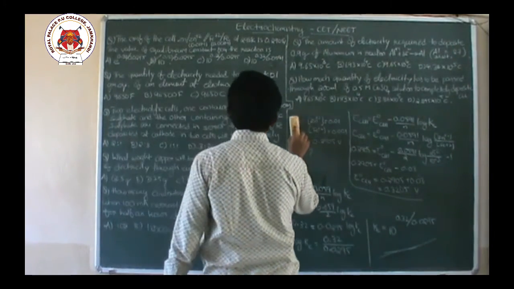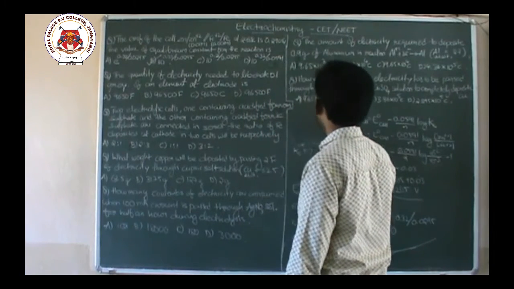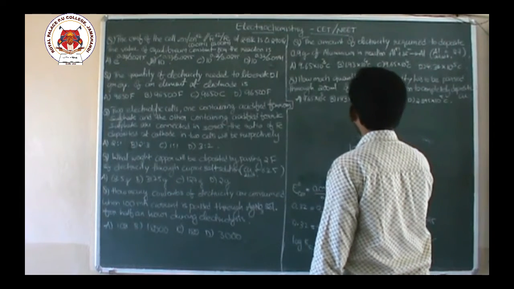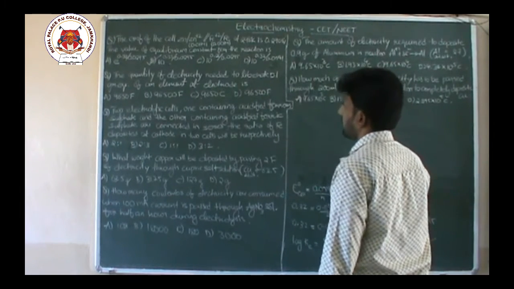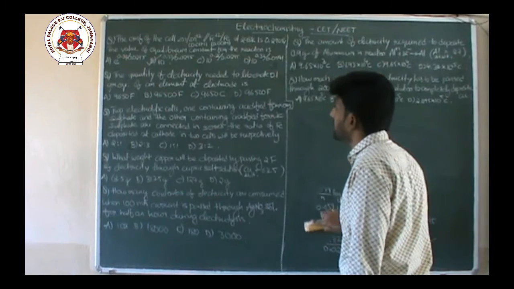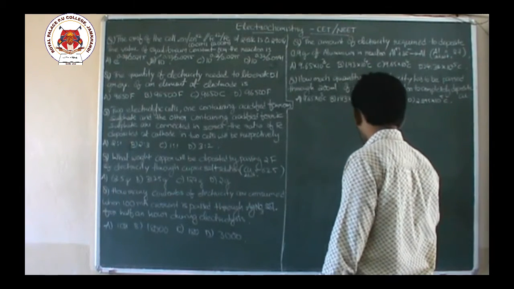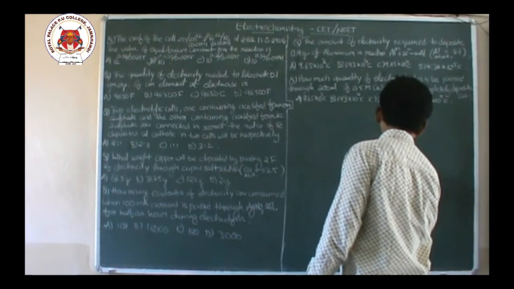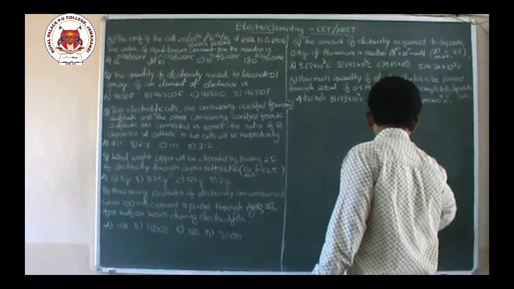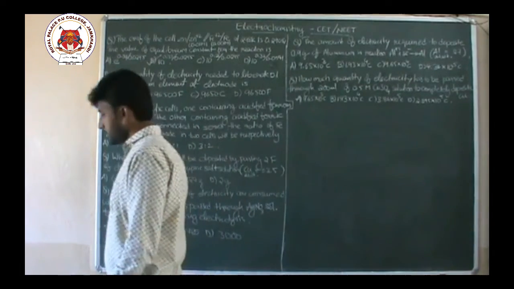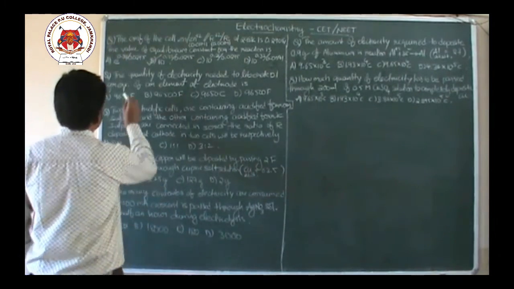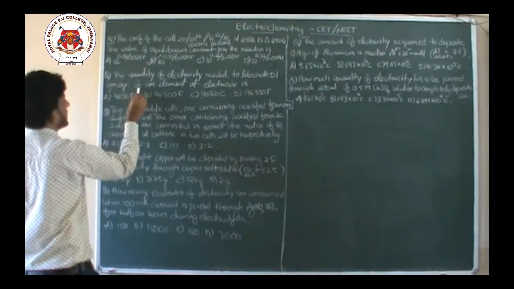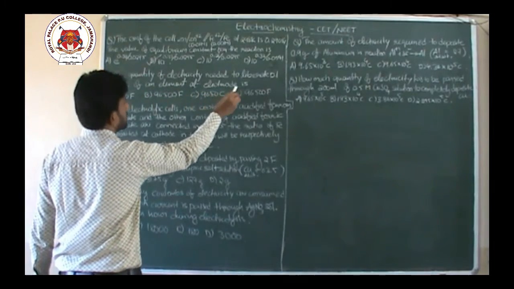Next question is: the quantity of electricity needed to liberate 0.1 gram equivalent of an element at an electrode is.